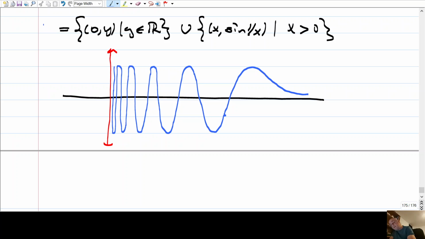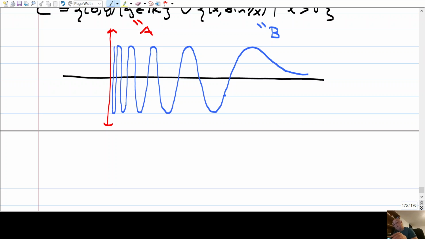So let me give names to these. Maybe I call this subset C. Okay, sorry. This is C, and this one is A, and this piece is B. Okay. All right. So maybe A, and this is B. All right. So we want to show that C is connected but not pathwise connected. Okay.